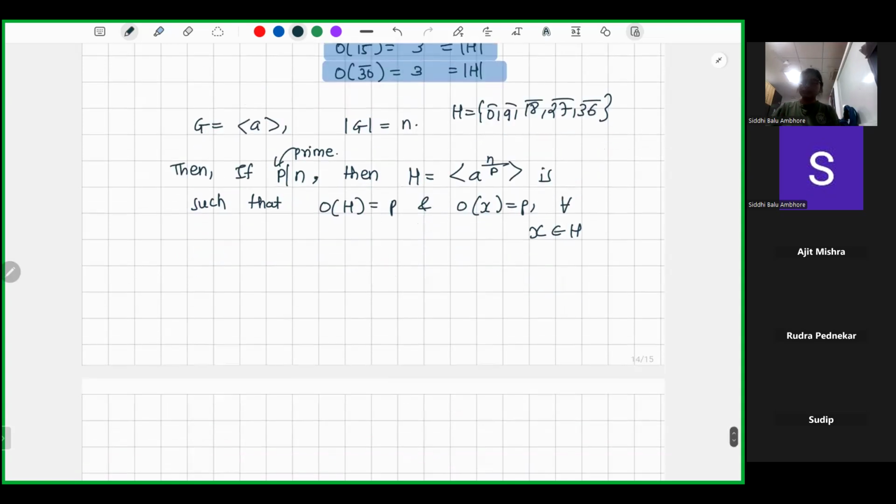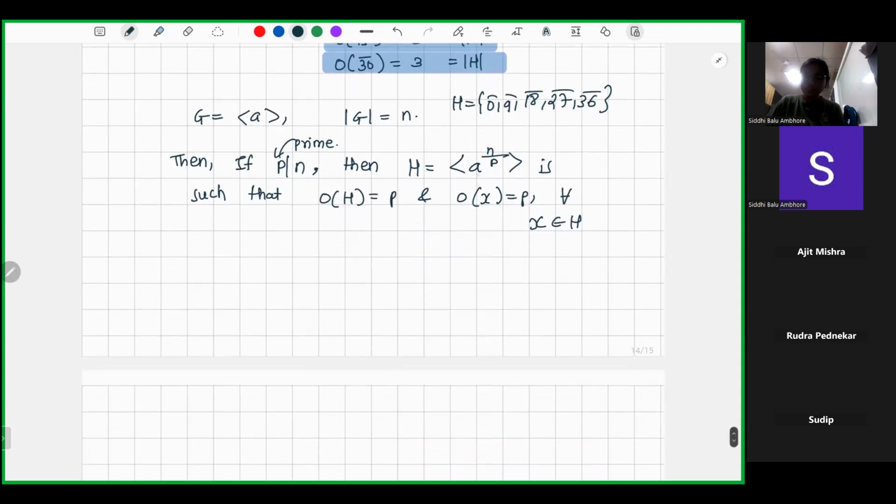And you can check the order of H will be p, because that's how we have chosen n by p. And the order of every element: the order of a power n by p is n divided by GCD of n comma n by p. So it will be what?